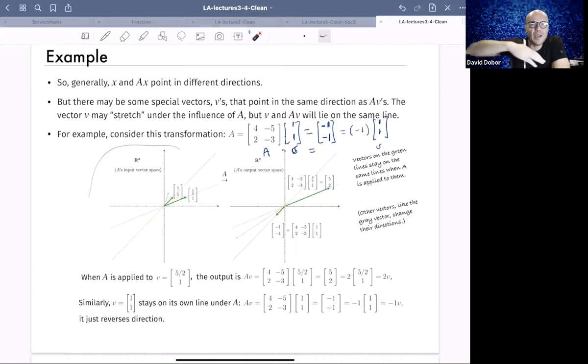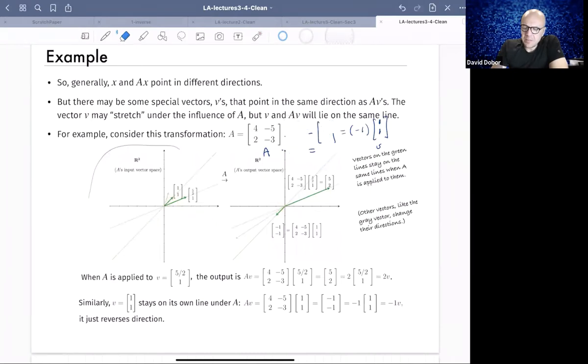1, 1 and minus 1 are collinear. Collinear means they're on the same line. They either point in the same direction or in completely opposite directions. It's a 180-degree flip here, this vector. How about the other guy? How about this vector, 5/2, 1? Let's see where that guy goes.